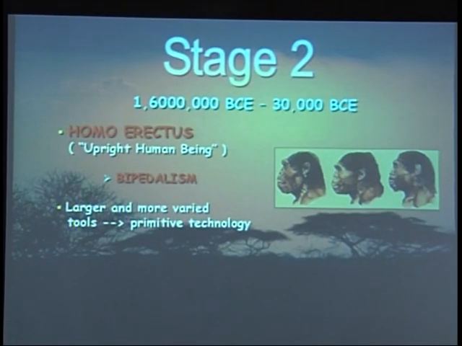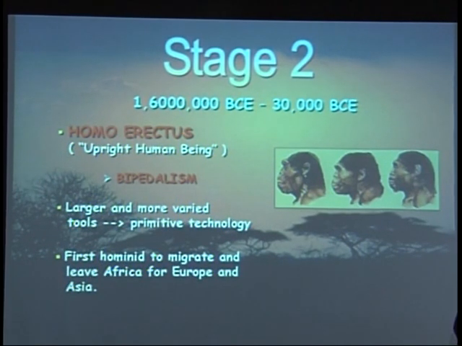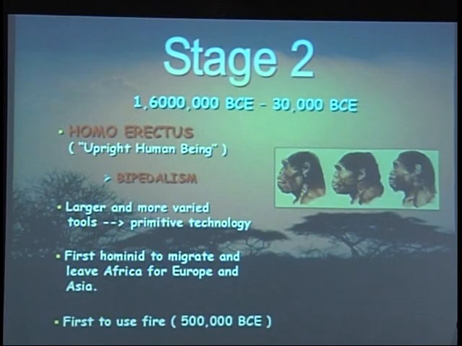They had larger and more varied tools, very primitive technology, but the start of what we would consider technology. The first hominid to migrate and leave Africa for Europe and Asia. Again, here the theories vary a little bit. Most people agree that they came up through Africa into Europe and then traveled through Western Europe, Eastern Europe, and on through Asia. They were the first to use fire. Again, theories are debated as to how they actually discovered the use of fire. But fire allows them to cook and to scare away animals that may prey on them.